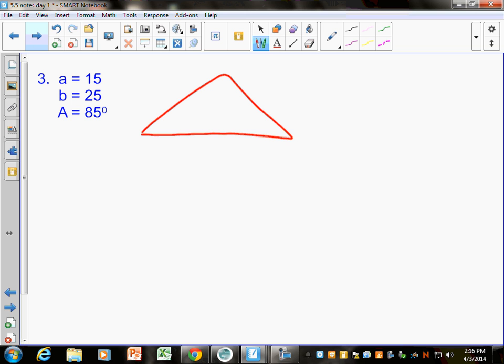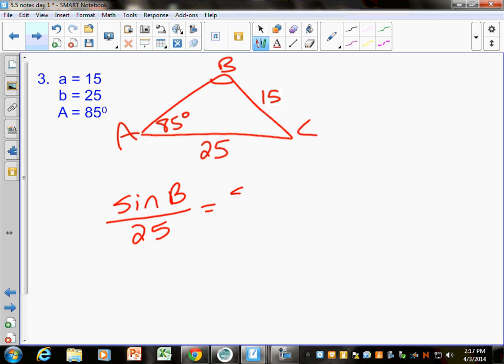And the first step is label your picture, and again, it doesn't matter if it doesn't really work with it. Just label it. Like, let's see, B is 25. Just like the last one, if they give you angle side side, there's only one place to start. You have to start with the other angle that they don't give you with the side. That's the only thing you can do. So I'm going to say sine of B over 25 equals sine of 85 degrees over 15.